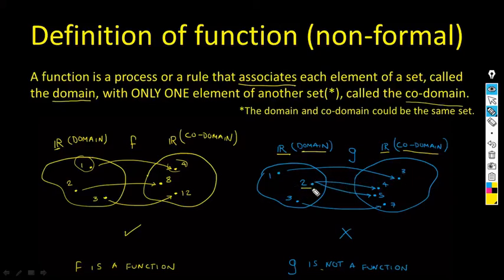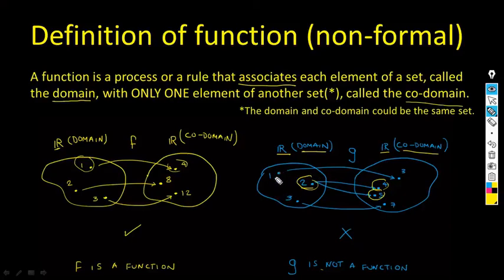But the problem lies right here with the number 2. G is taking as input the number 2, but it's producing two outputs for such input. Okay, it's producing the number 4 and the number 5. So G is associating to this element of the domain two possible elements of the codomain. And with just a single violation of the rule, like in this case, okay, with a single violation, that's enough to disqualify G as a function.